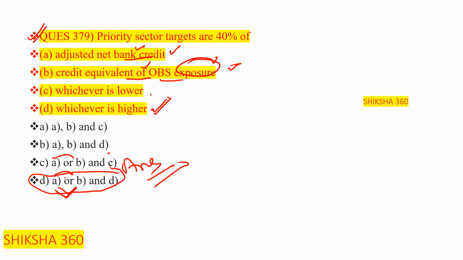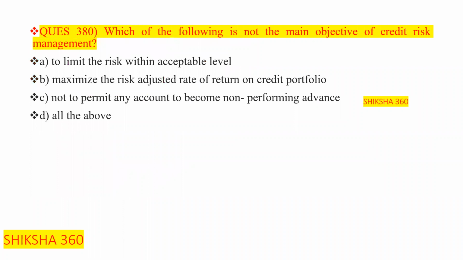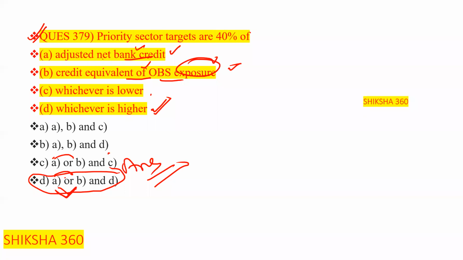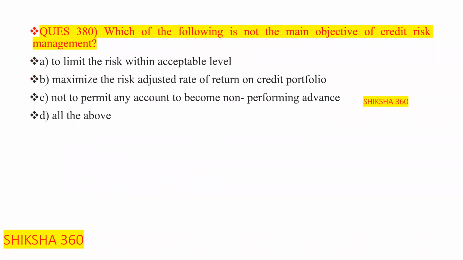Now move to the next question, question number 380. Which of the following is not the main objective of credit risk management? Clear? Yes, many students skip that part. So which of the following is not the main objective of credit risk management?